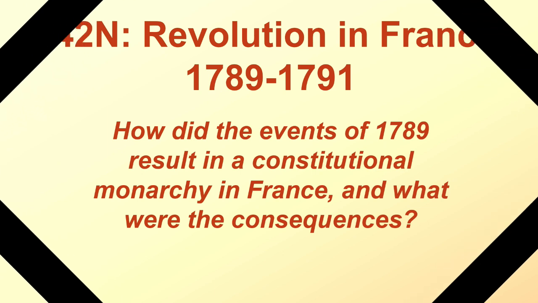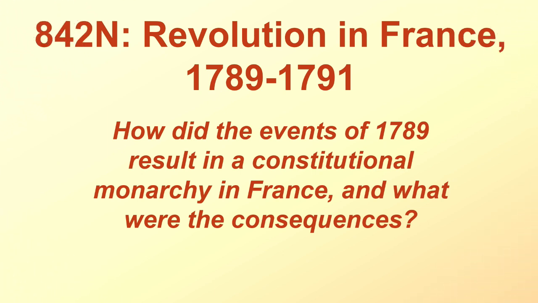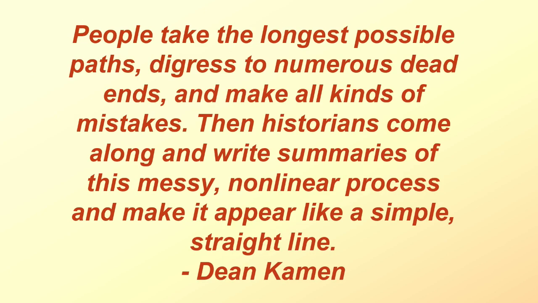This is Lesson 842, Revolution in France, 1789 to 1791. How did the events of 1789 result in a constitutional monarchy in France, and what were the consequences?